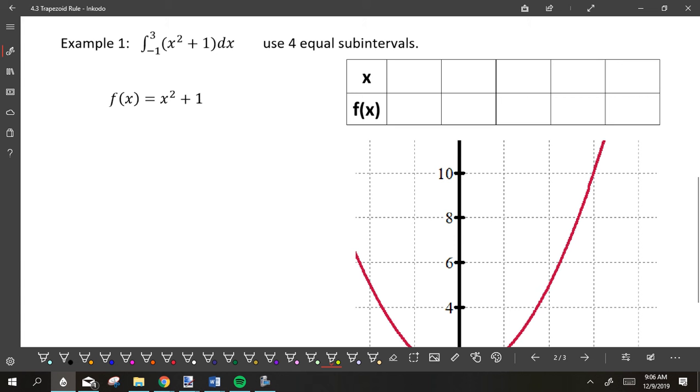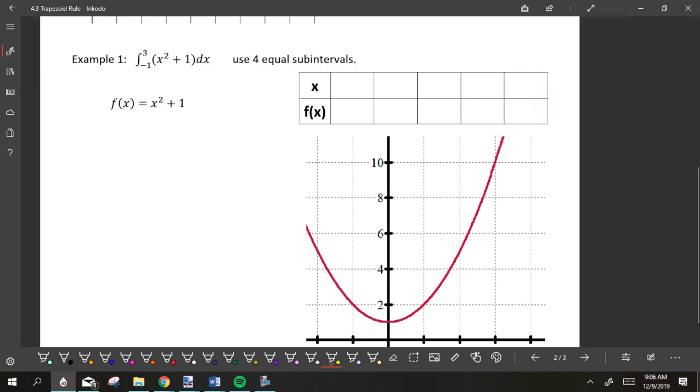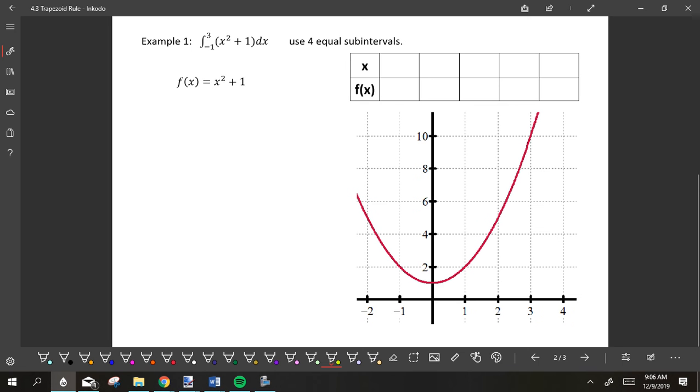So example number 1 here, we're going from -1 to 3 of x squared plus 1 dx. Okay, so this is what's being graphed over here. We are going from -1 until 3. We're doing 4 equal subintervals. So if I'm going from -1 to 3 and I'm doing 4 subintervals, how often am I going to make my lines? Every 1. So I'm going from -1, 0, 1, 2, and 3. There's my setup.